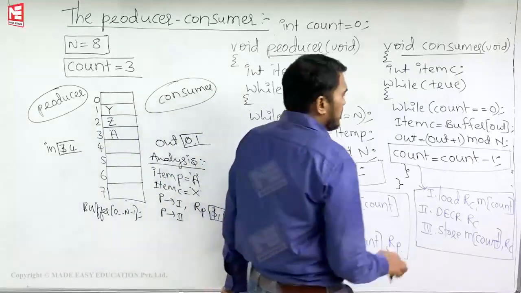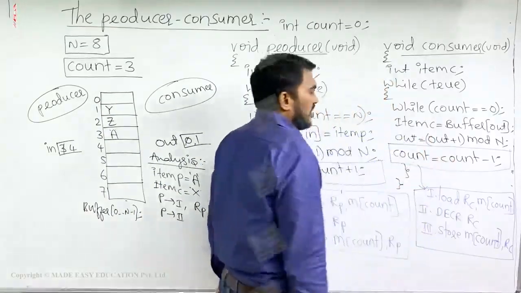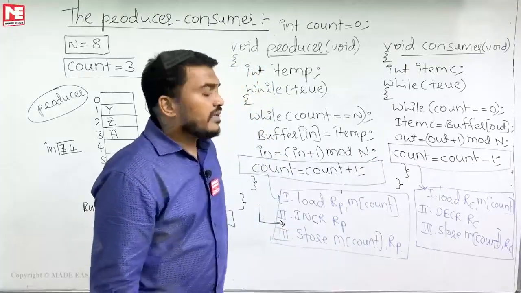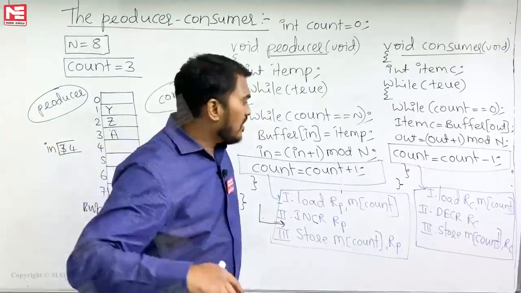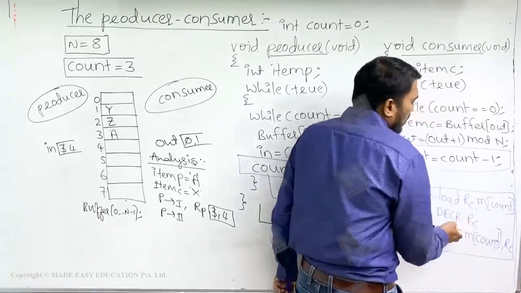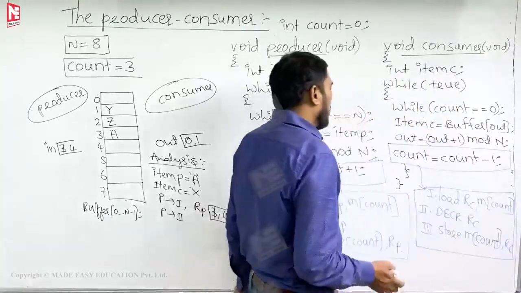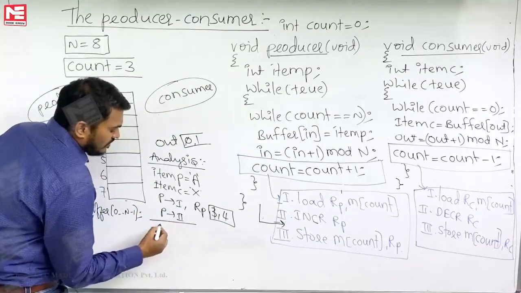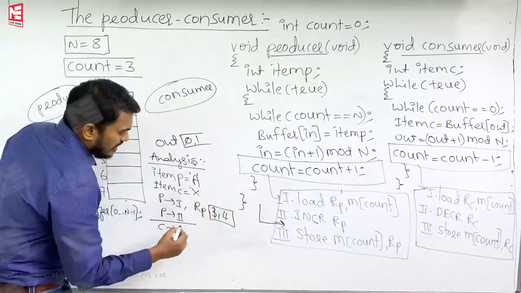Next after this, count equal to count minus 1 है. Remember, count equal to count minus 1 will also have 3 instructions. So, loading the count value into a register, decrement the register value, and store the register value back into count. Now, जैसे producer यहाँ पे preempt हुआ था, उसके बाद consumer का वो instruction चला रहा है अपन.